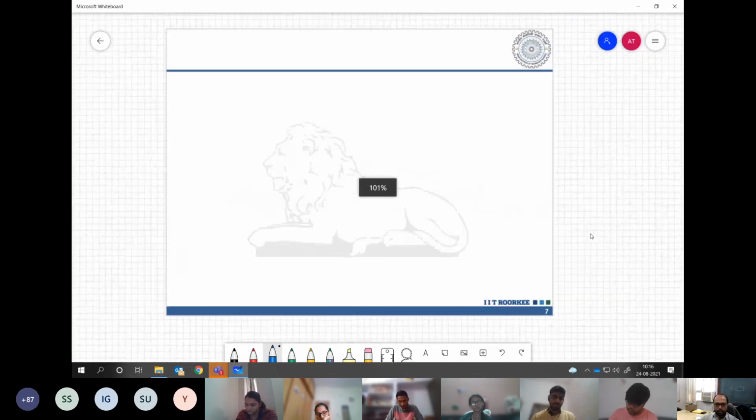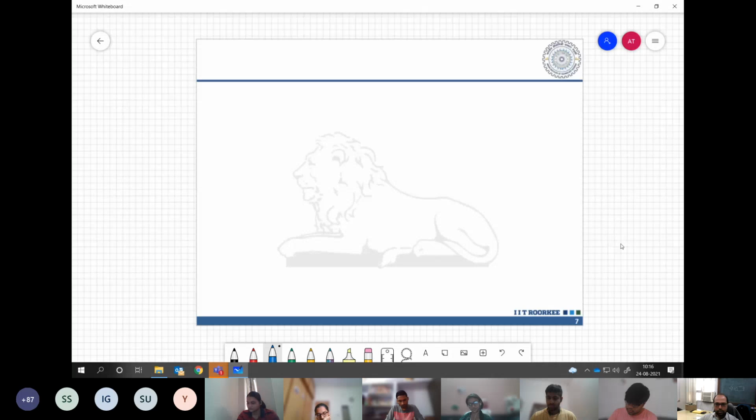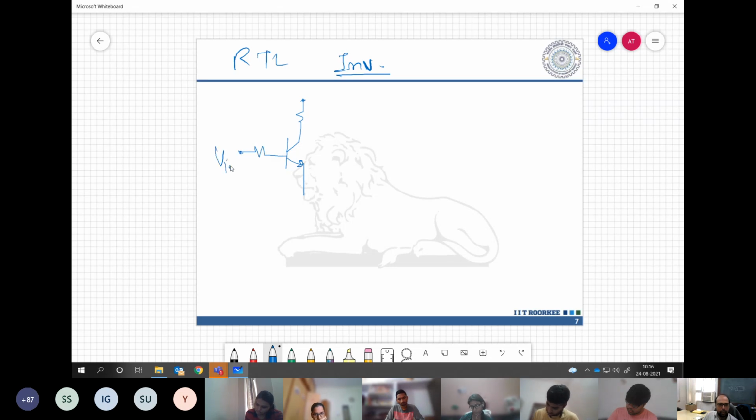Now, let us see what problem we have if we say that, okay, we have the RTL inverter. What problem could be there? Any guess can you make? What could be the problem with the circuit? Then only we need to go for something better. Let's say I draw the circuit. Here we have V in, here we have V out.